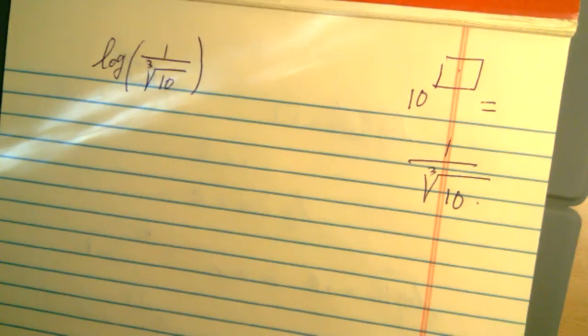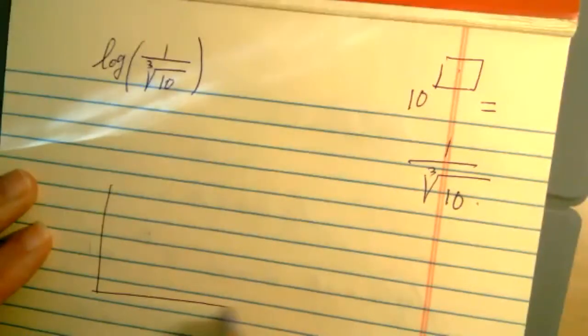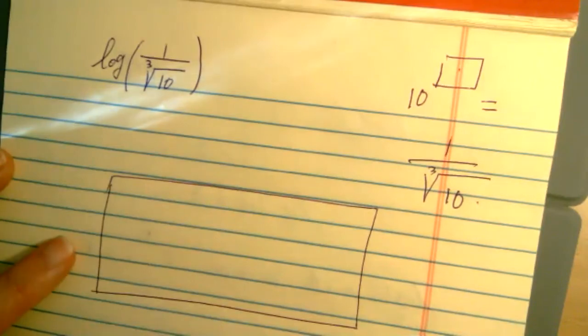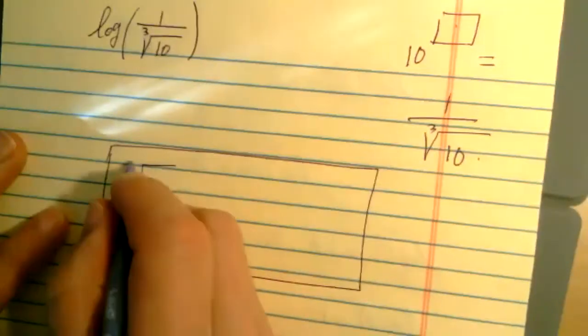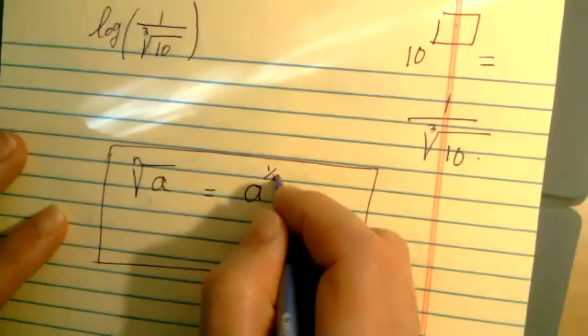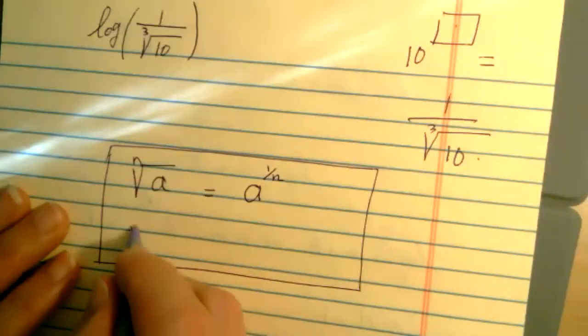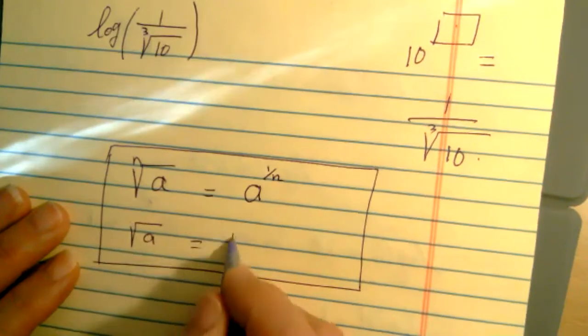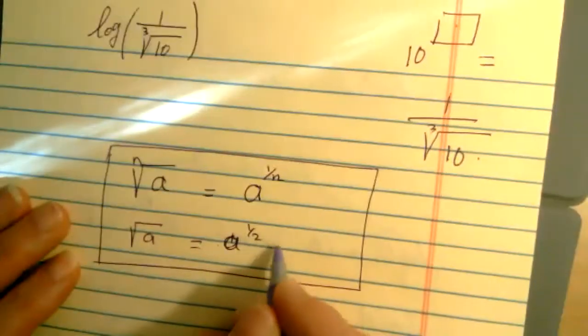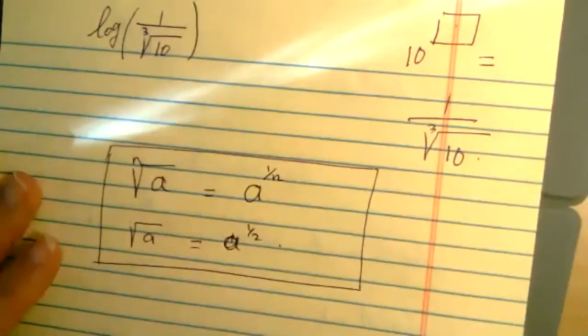Is it -2/3? No, you're forgetting your fractional exponent. 3/2? Oh boy. -1/3. Right, -1/3. Let us remember: the nth root of a is a to the 1 over n. It has nothing to do with 10/2. The square root of a is a to the half. The nth root is a to the 1 over n. There is no half in it.